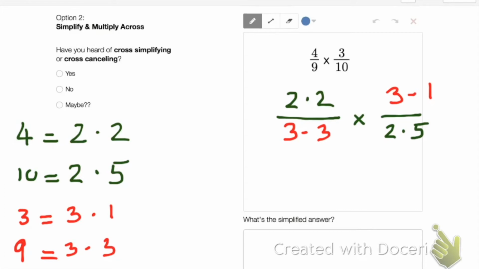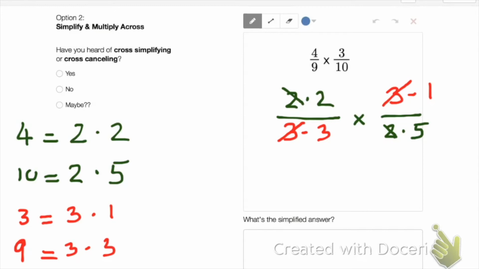Okay. So now, if you look at the numerator, you will see we have 4 elements. We have 2, 2, and 3, and 1. If you look at the denominator, we have 4 as well. We have 3, 3, 2, and 5. So I realized that I can cancel the 3 on the numerator and the 3 on the denominator because they are the same. Also, I can simplify the 2 and another 2.